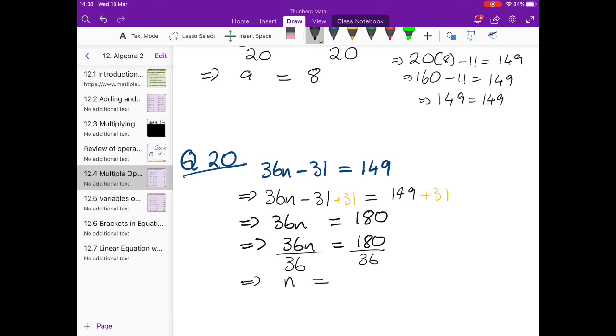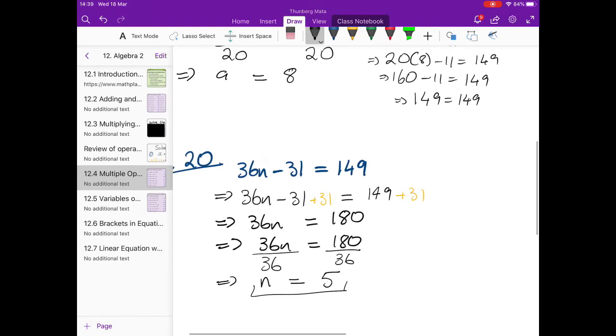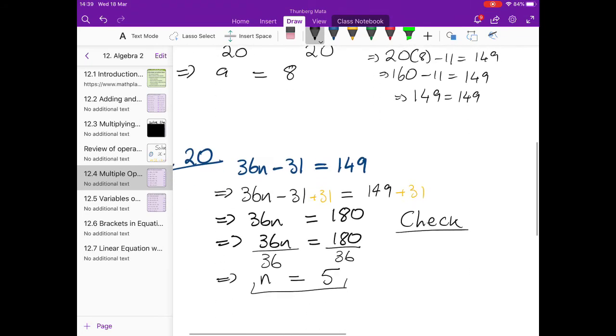Now, 180 divided by 36, you can use your calculator if you want, but I would know that there's 10 36s in 360, and I know that 180 is half of that, so that means that n will be equal to 5. So if I multiply 5 by 36, I get 180. So n is equal to 5. And again, I can check my answer for this. So I check the answer by substituting in. So I have 36 times n minus 31 is equal to 149. 36 times 5 minus 31 is equal to 149. 36 times 5 is 180.